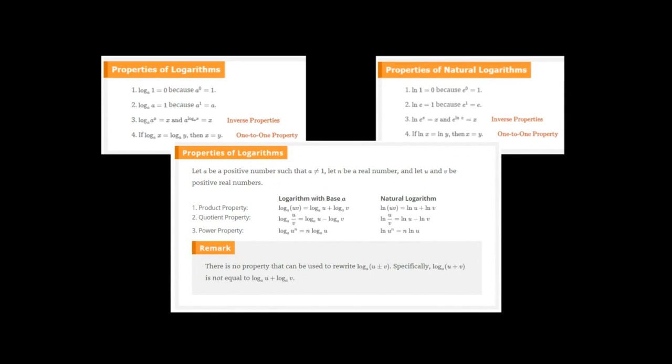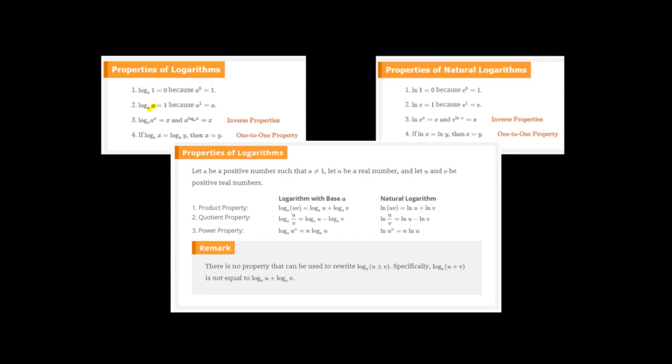Now we have lots of properties of logarithms here. I've got the properties of logs and the properties of natural logs here. Those are on the top, and you can see that they're very similar. If you're taking a log or a natural log of 1, it's always equal to 0, because anything to the 0 power is equal to 1. If you are taking a logarithm of a base and the base matches what you're taking the log of, they cancel out and you're left with 1.